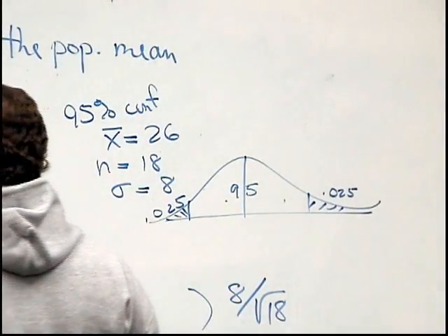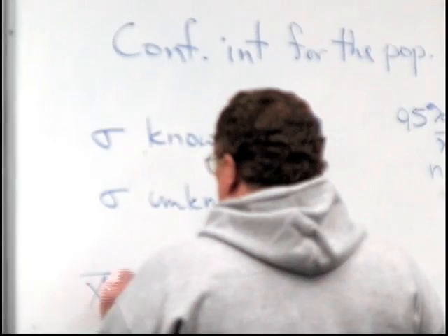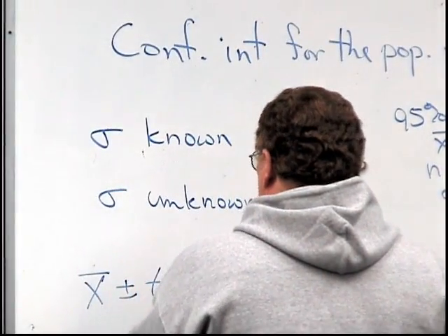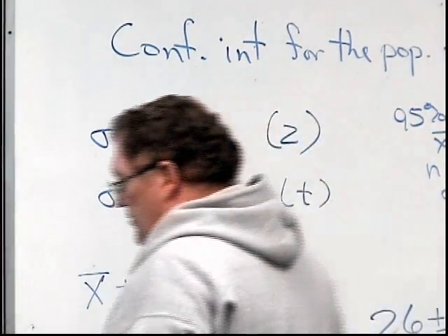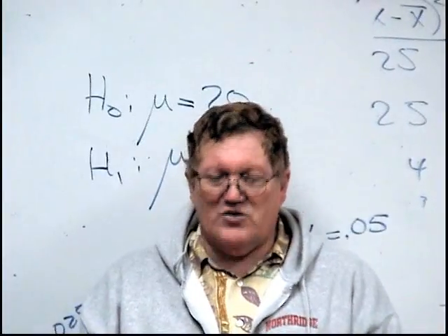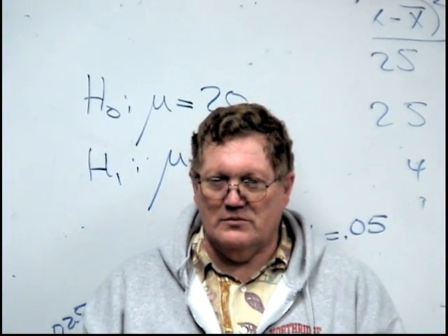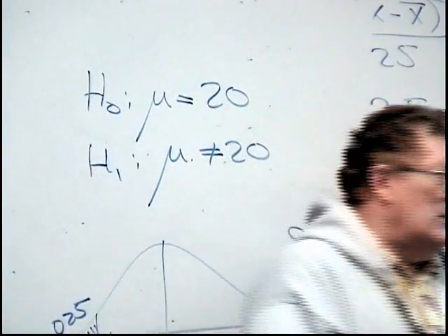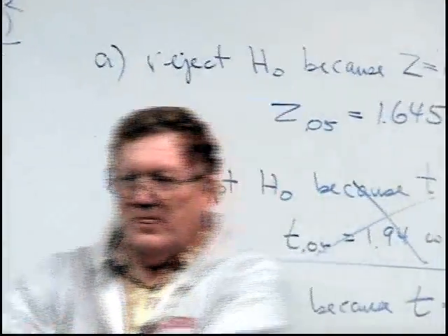When do we use t? Then it looks exactly the same. It's x bar plus or minus t times s over the square root of n. Now, the trick, the hard part for most students is not this, it's reading the words. And so now I'm going to read some words to you.